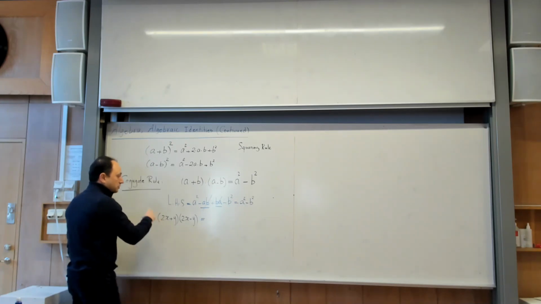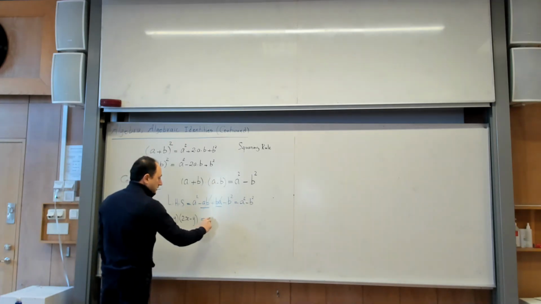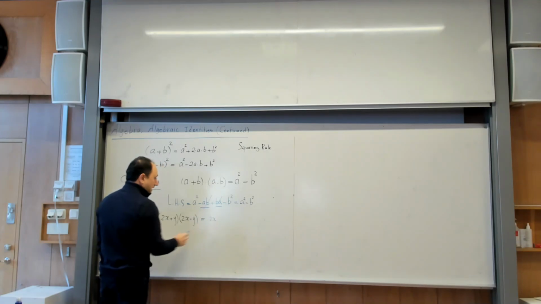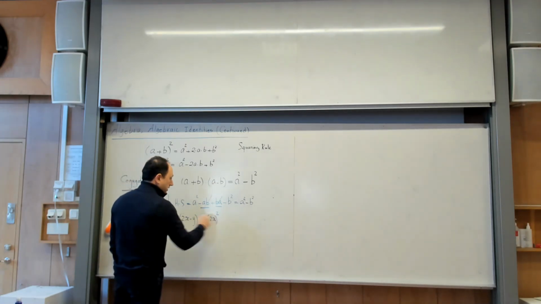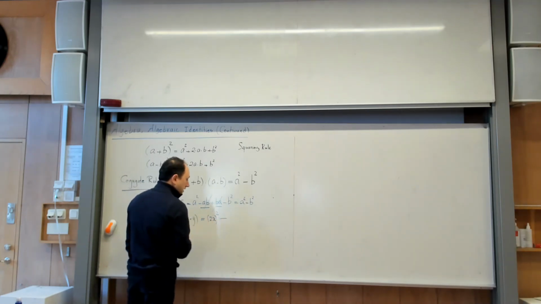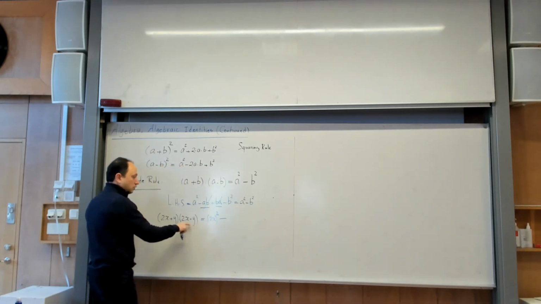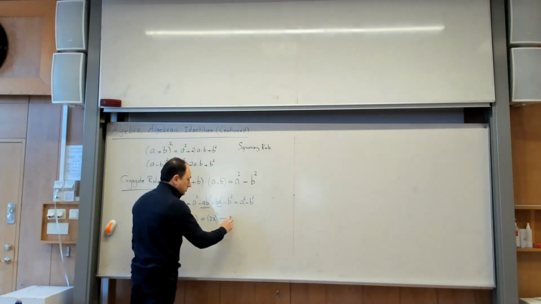Then the answer becomes the first one squared. But what is the first one? The name of the first one is 2x. So this becomes 2x squared. Always and always negative sign here. The second one is called y squared.